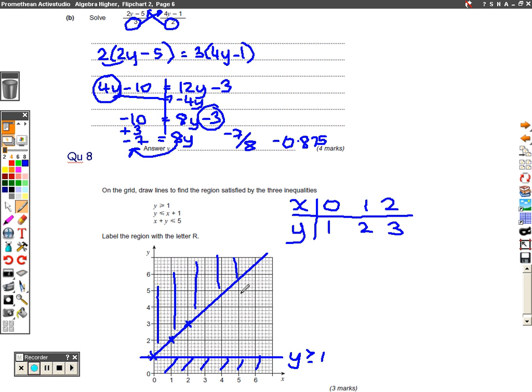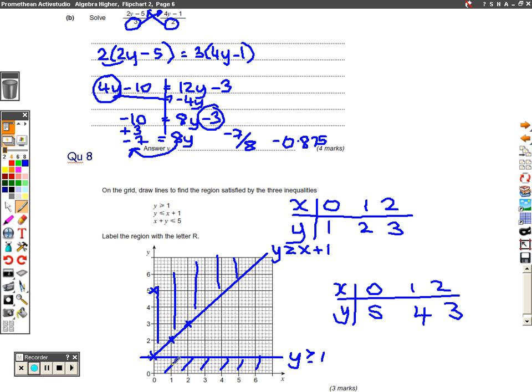Okay, last one that we need to look at then, we need to do the same thing. We need to get ourselves a table drawn out in order to work out our coordinates. Pick 0, 1 and 2. Right, if x is 0, 0 plus what gives us 5? 5. If x is 1, 1 plus what gives us 5? 4. And lastly, 2 plus what gives us 5? 3. Those are your 3 coordinate points then that you want to plot. So go and plot them. 0, 5, 1, 4, and 2, 3.